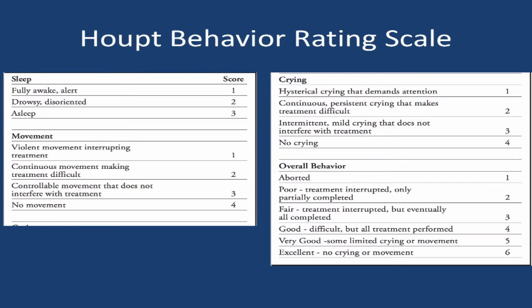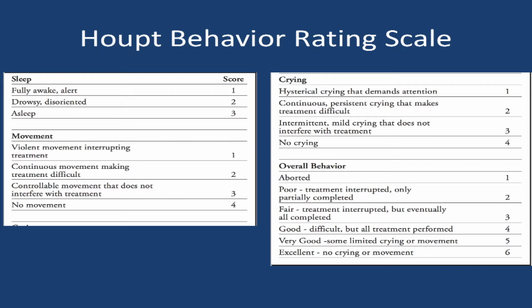Here is another behavior scale, a behavior rating scale, where examiners allow determination of 3 behaviors on a numerical scale: sleep, movement, crying, and then a combined overall behavior. The score number 1 is for a fully awake and alert patient. If the patient becomes drowsy or disoriented, they get a 2, and if they're asleep, a 3.